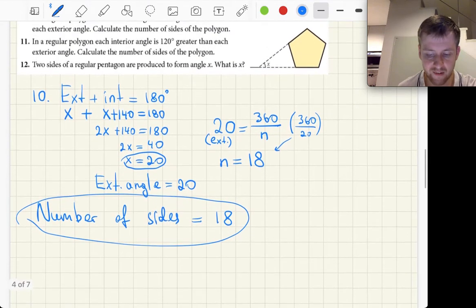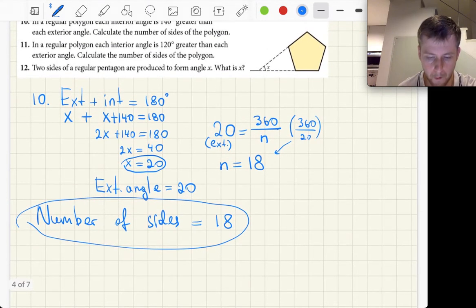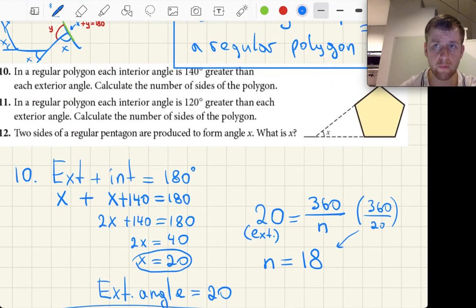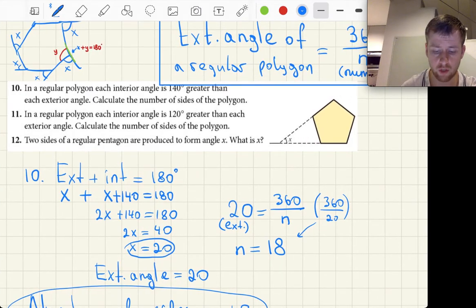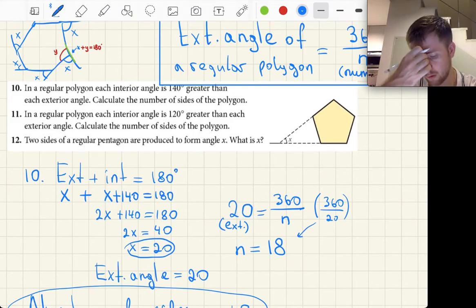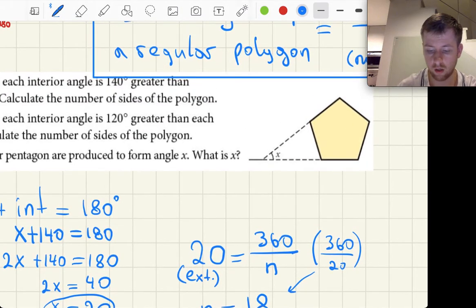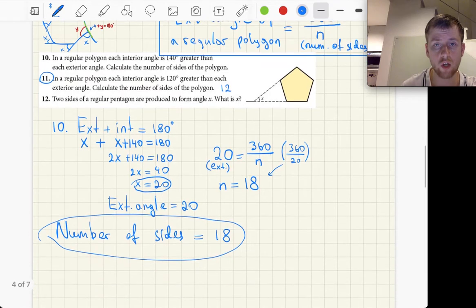All right, so let's give it a try. Question 11, I would say, is very, very similar. If you want to practice, I would suggest you pause the video and try question 11 for yourself. It's quite easy overall. The answer will be 12 for this one. So here it is, 12 sides. Okay, and let's try also number 12.